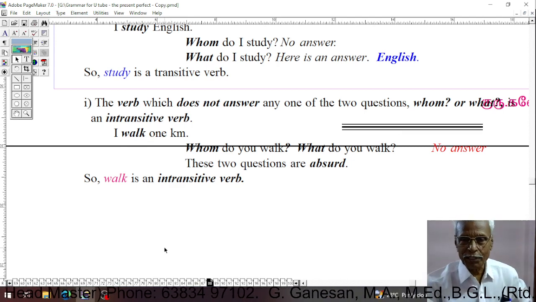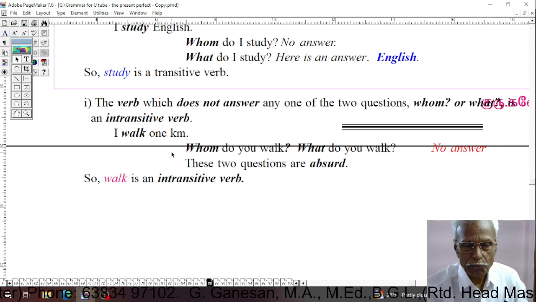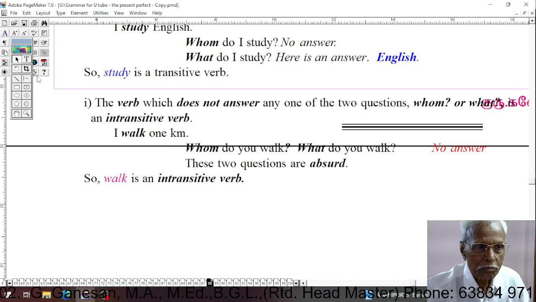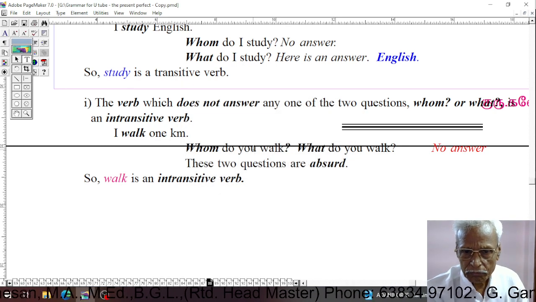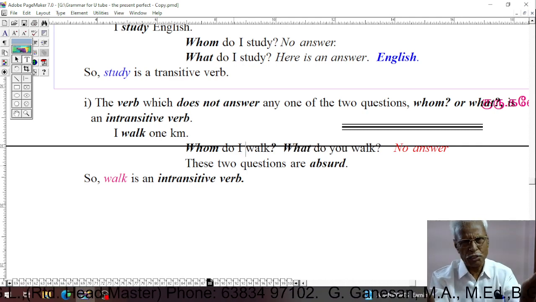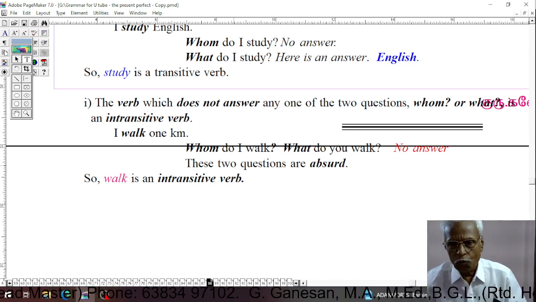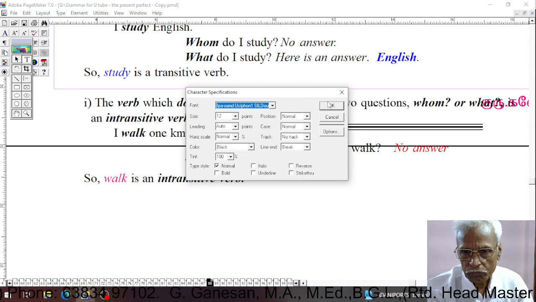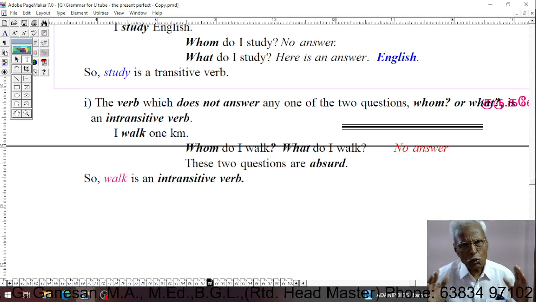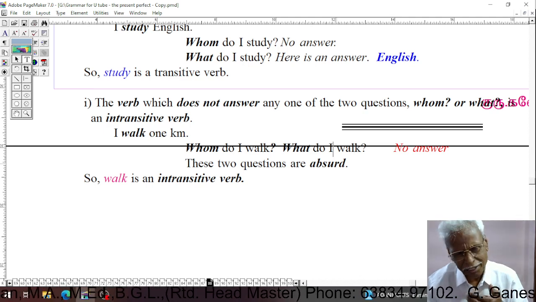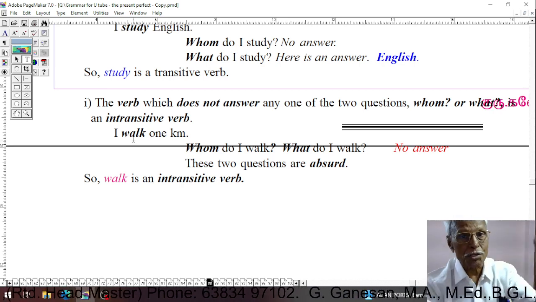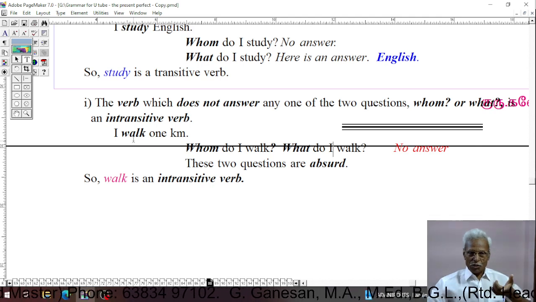See, here let us see another sentence. I walk 1 kilometer. That is, I walk 1 kilometer daily. Here, the first question: whom do I walk? So we can use either I or you. We can use any subject. That doesn't matter. Whom do I walk? Or what do I walk? There is no answer. Both these questions are absurd. And also there is no answer for it. So, the verb walk is an intransitive verb. Okay?